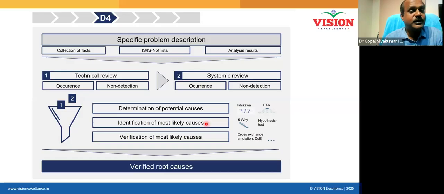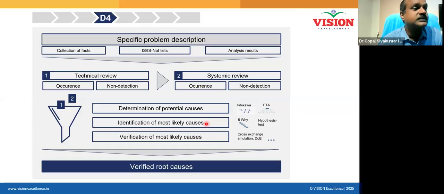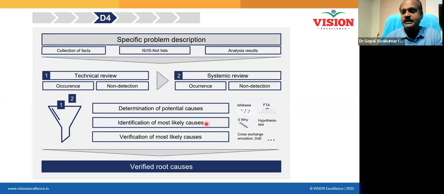So if data also confirms, the most likely causes will now be called verified as root cause. Verified as root cause. Hereafter, you can call the factor a root cause. You can change the name. Hello, sir. Why? Data has confirmed. Yes, Harish.